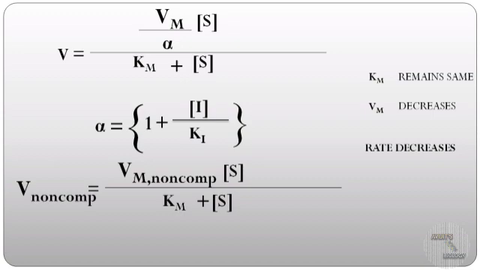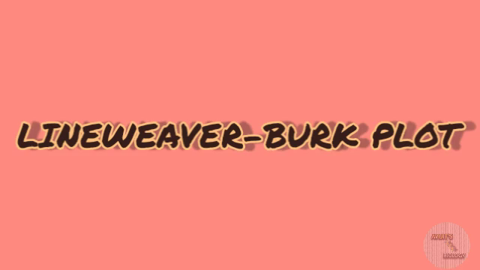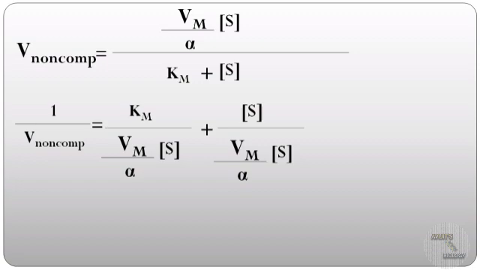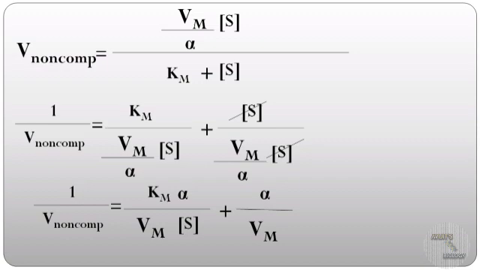Now let's plot the Lineweaver-Burk plot for this Michaelis-Menten equation of non-competitive inhibition. As we know, the equation is V non-competitive equals Vm by alpha into S by Km plus S. Now we have to take the reciprocal of this equation and we will get 1 by V non-competitive equals Km by Vm by alpha into S plus S by Vm by alpha into S, and this S and S will be cancelled out. So we can write that 1 by V non-competitive equals Km alpha by Vm into 1 by S plus alpha by Vm.